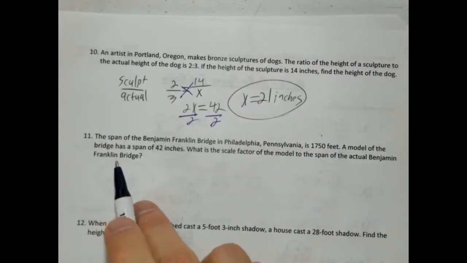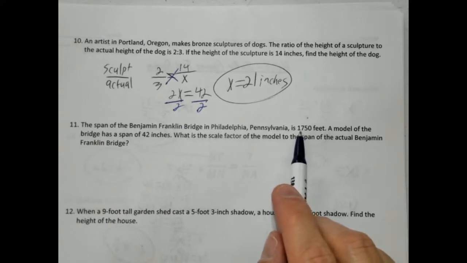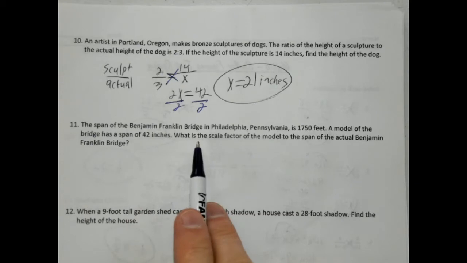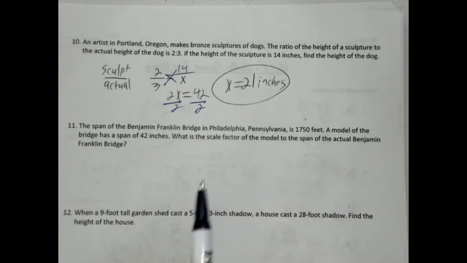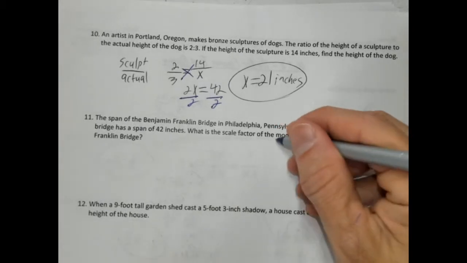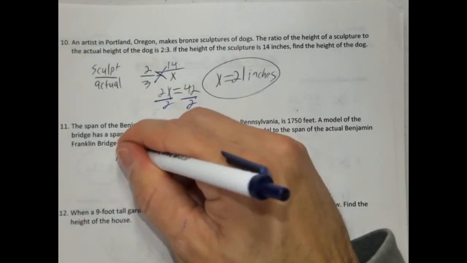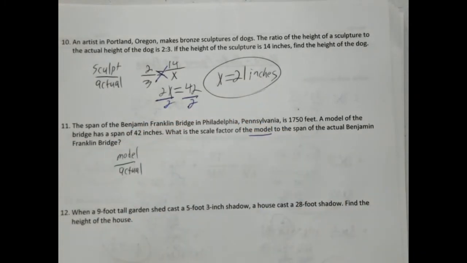Okay. The span of the Benjamin Franklin Bridge in Philadelphia, Pennsylvania is 1,750 feet. A model of the bridge has a span of 42 inches. What's the scale factor of the model to the span of the actual? Okay, so this one's more specific. So it's model to actual. So this is going to be small over big. Model to actual. And be careful, again, they try to mess with the units of measurement.